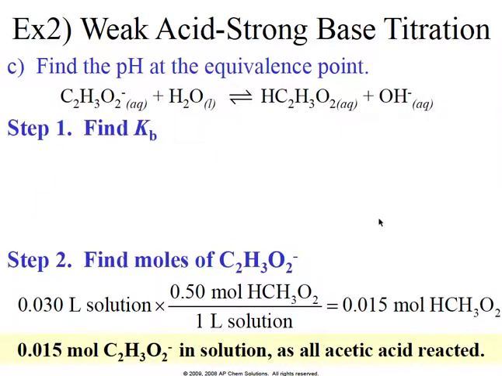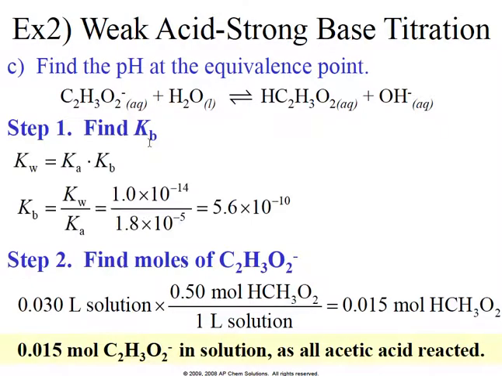Now I find the pH at the equivalence point. So now we need to find the Kb of that point. We know that Kw is equal to Ka times Kb. Kw is 1 times 10 to the negative 14. The Ka is 1.8 times 10 to the negative 5, which is given to you. So the Kb must be 5.6 times 10 to the negative 10.